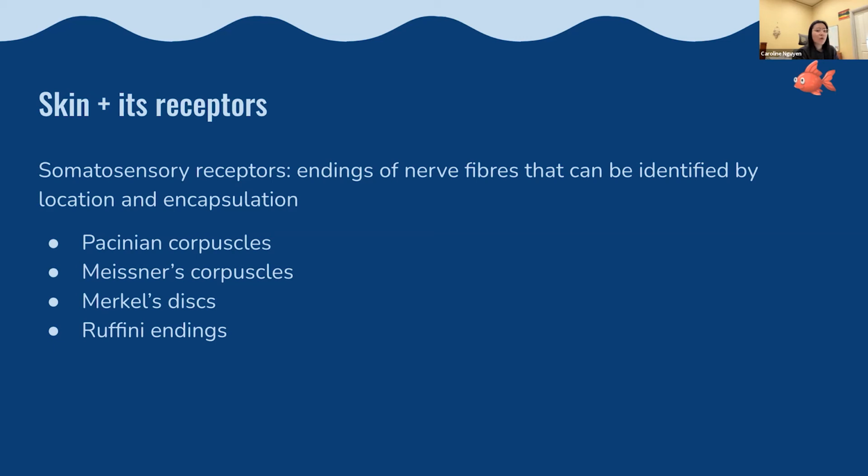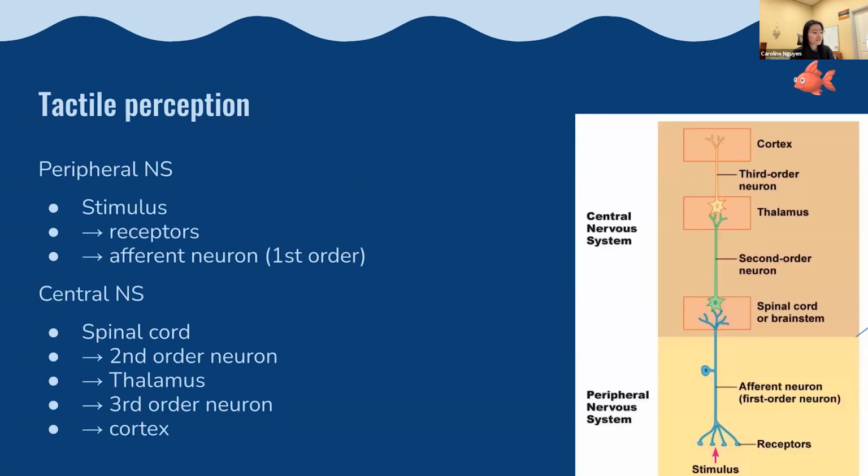We're going to learn about where they are in the layers of the skin, what they detect, what kind of nerve fibers they're made out of, and how fast they adapt to changes in the stimulus. And these are going to be important because we are able to identify what receptors are damaged in the clinical setting. First, a recap of perception.